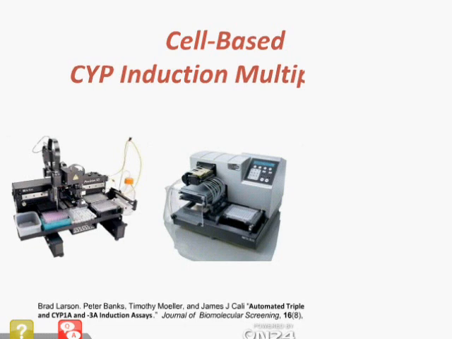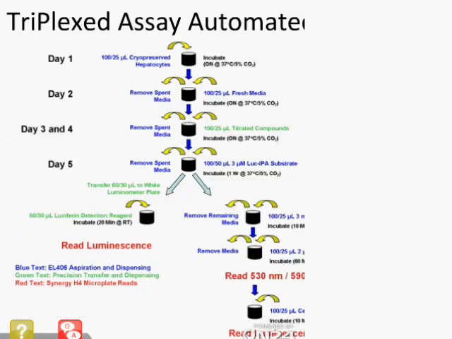The 96 and 384 well triplexed assays, which are what we tested here, are performed in the following manner. You add the cryopreserved cells to the wells of the assay plate and incubate overnight at 37 degrees. On day 2, spent media is removed. This is all performed by the EL406, as you can see, and fresh media is replaced onto the cells. On day 3, spent media is again removed, and the previously titrated compounds are overlaid onto the cell layer. This creates a 48-hour dosing period.